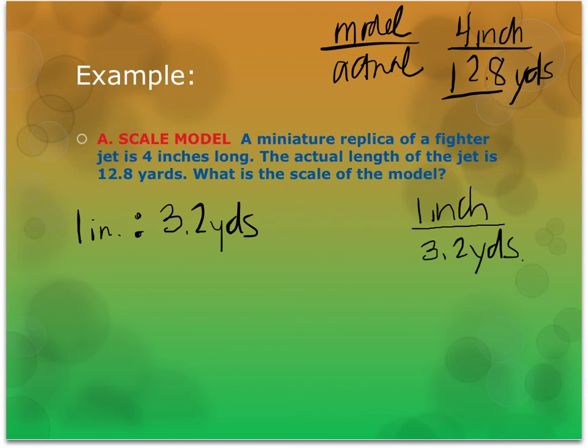Now I have a question for you. How many times as long as the model is the actual? Think about that and let me know in class.